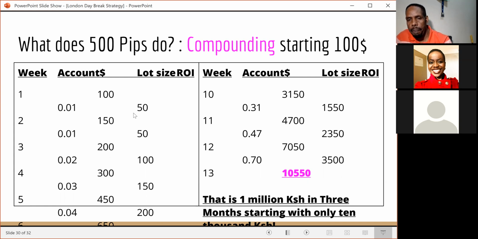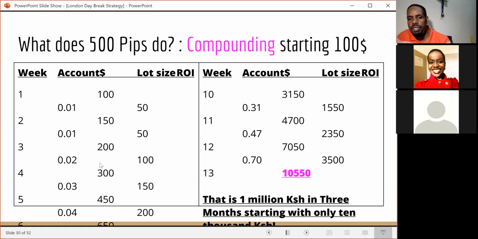You will get 50 pips for that week. Okay, so this 50 pips is added to your account. So your account now in the second week is $150. You would still be trading 0.01 lot sizes. Again, you will get another $50 at the end of that second week. This $50 is added back.